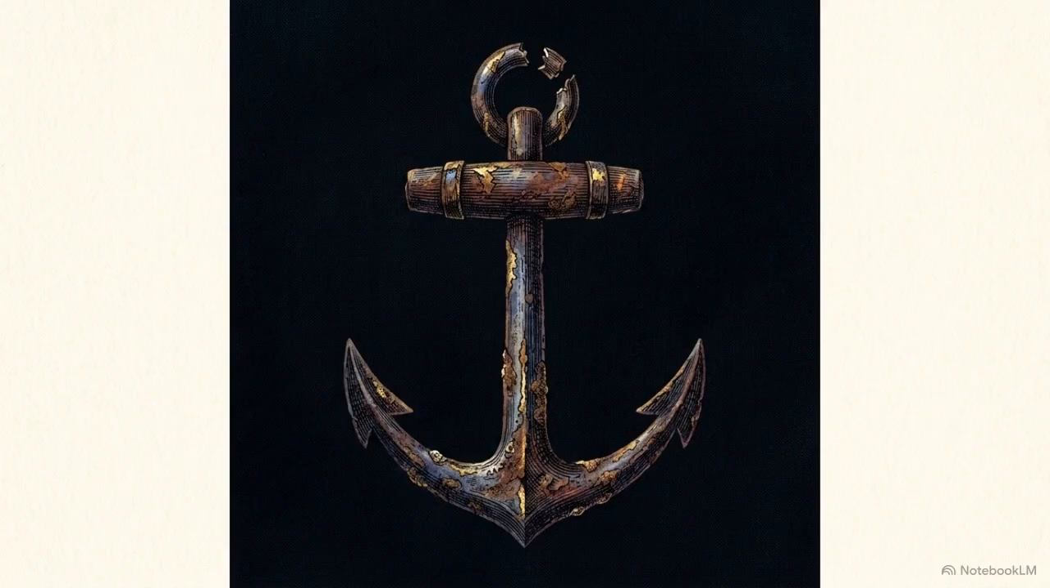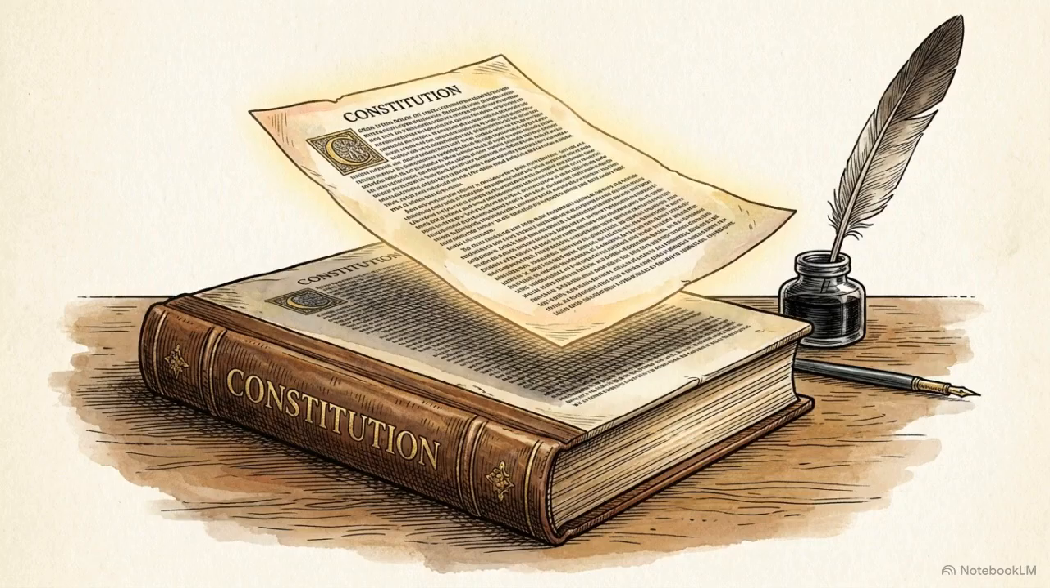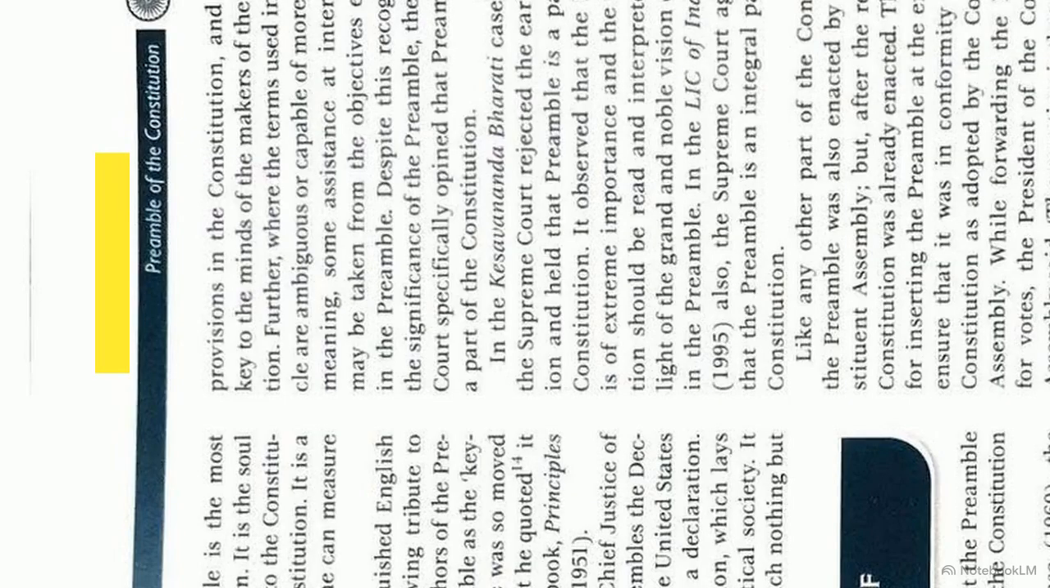Under the 1960 ruling, these broad human rights guarantees had no legal anchor. Because the preamble was technically outside the Constitution, the government wasn't legally bound to follow its spirit. This vulnerability was resolved in 1973 during the Kesavananda Bharati case. The Supreme Court reversed its prior stance. After reviewing the framers' original intent, the judges officially held that the preamble is a part of the Constitution.